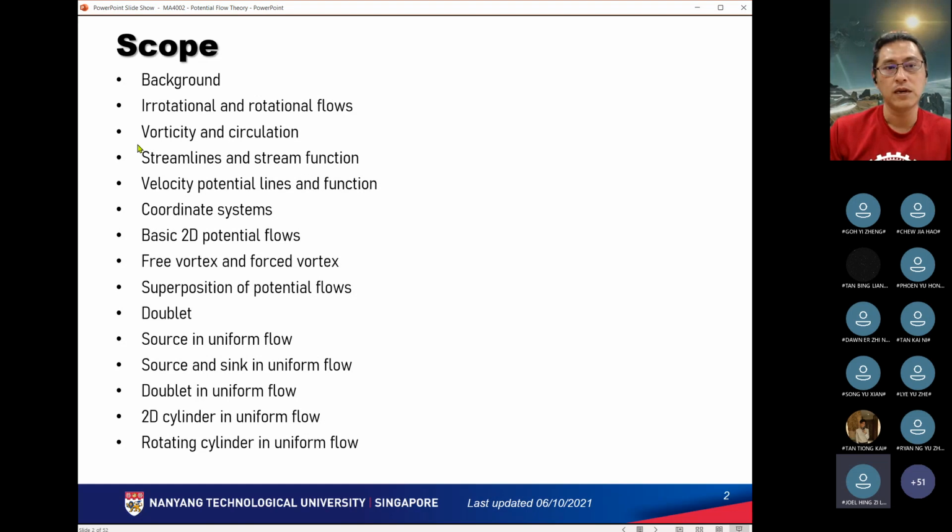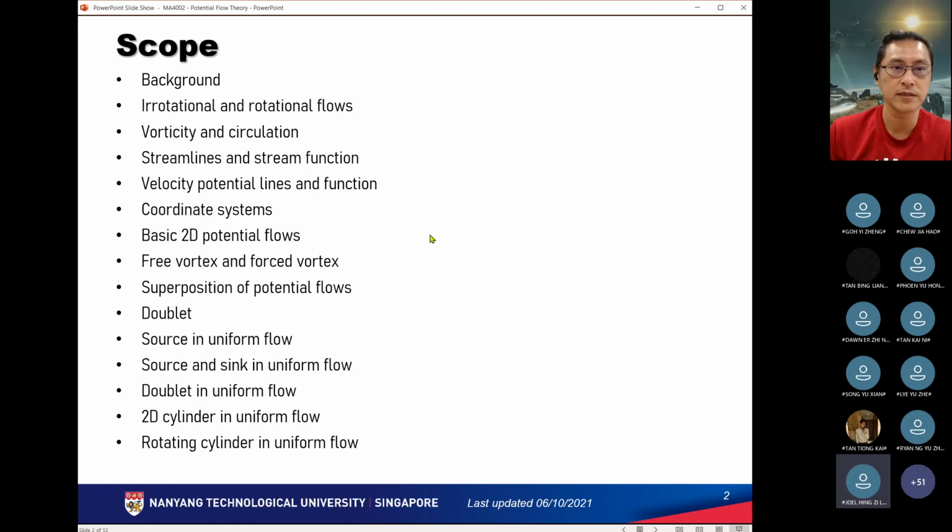I'm going to introduce you to some new terms such as vorticity and circulation. What do we mean by streamlines and the stream function that describes the streamline distributions? What do we mean by velocity potential lines and the function that describes the velocity potential?